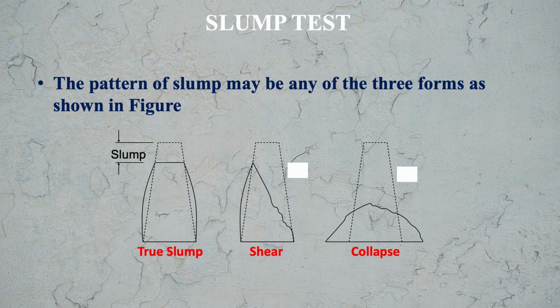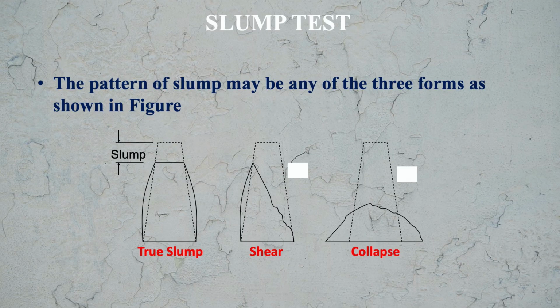The pattern of slump may be any of the 3 forms as you see here in the figures. The first picture is showing you the true slump. If the subsidence is in this way, as shown in this first figure, then it will be called a true slump. Bulging should be there, but there should not be shear or collapse of the concrete mass. Only the height is reducing and some bulging is occurring, as you see in this picture.